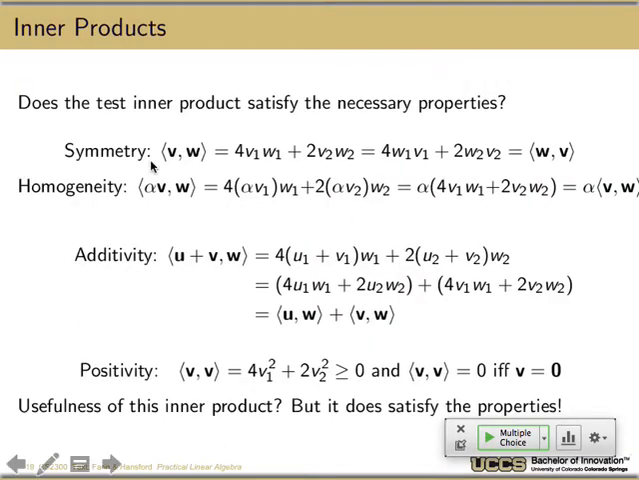So as I said, we've already gone through the symmetry property, it's easy, right? Because it doesn't matter which one's called U, which one's called V. Homogeneity, we talked through that one. Additivity, again, it sort of goes through. And then positivity, right? We just start squaring each of the individual elements, and that's 0 if and only if. So this does satisfy it.